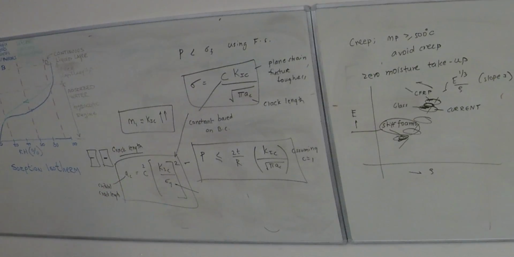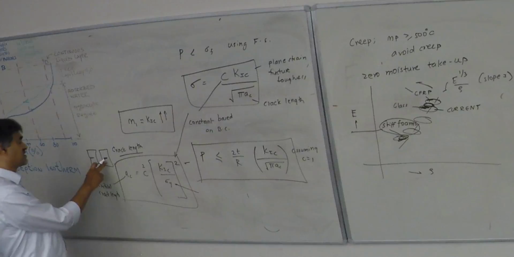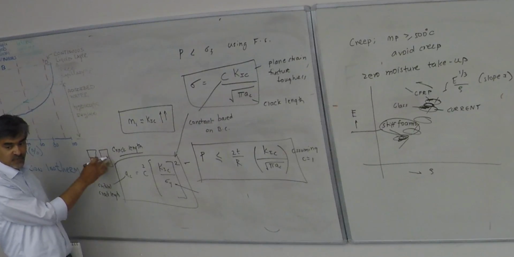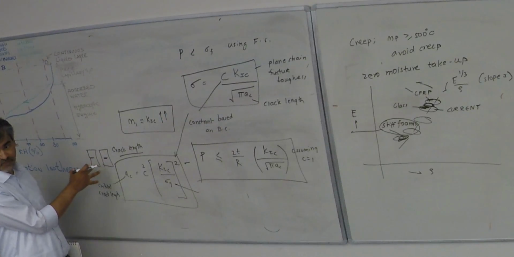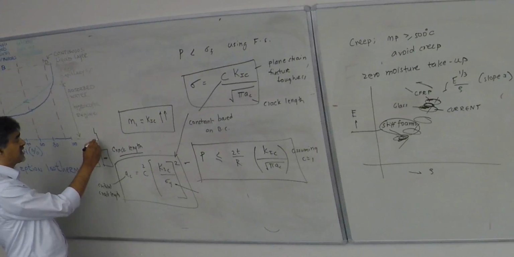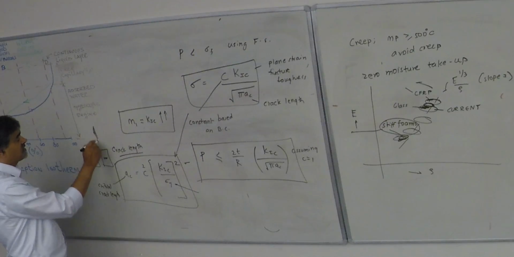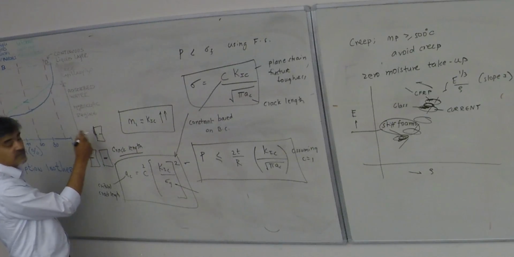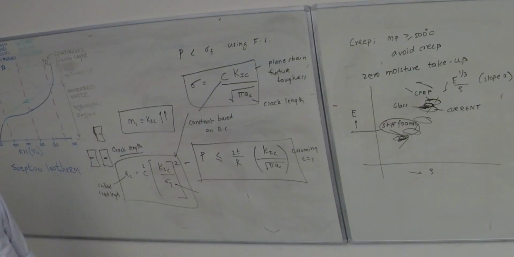So for the most common cases, you consider this a center crack, equal from both sides, but that is not always the case. You may have a double edge crack on both sides. You may have a crack here and a crack here. Then the C will change according to that. But we are not going into that detail here.